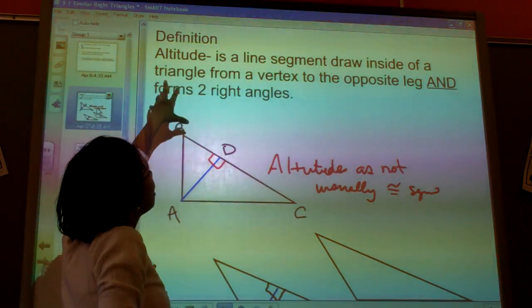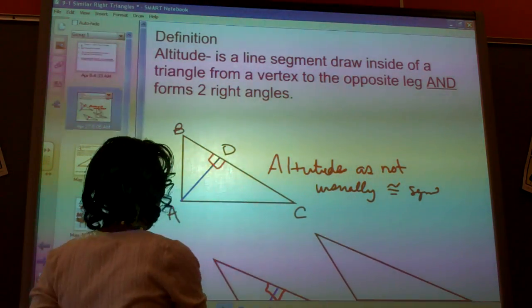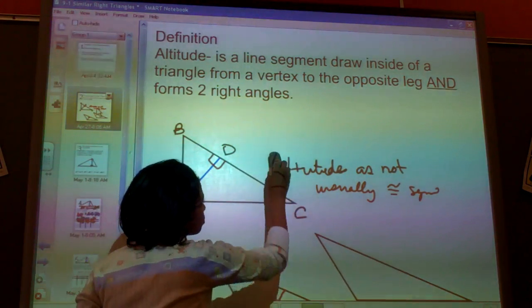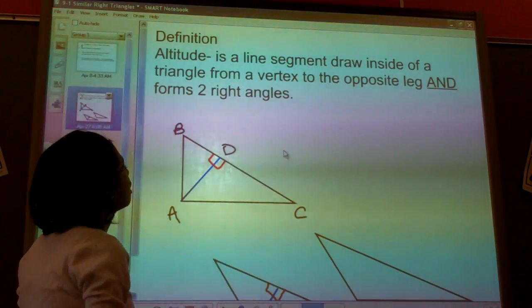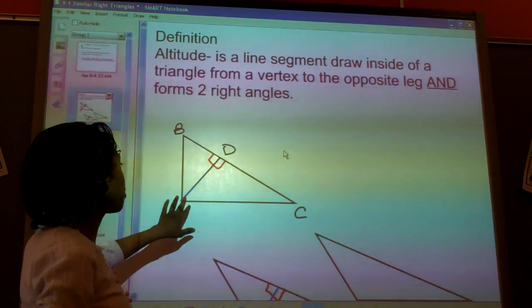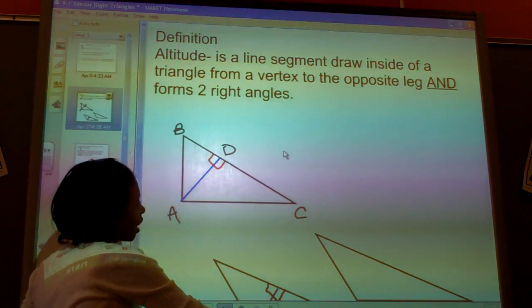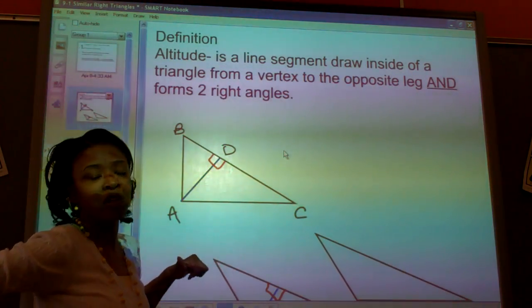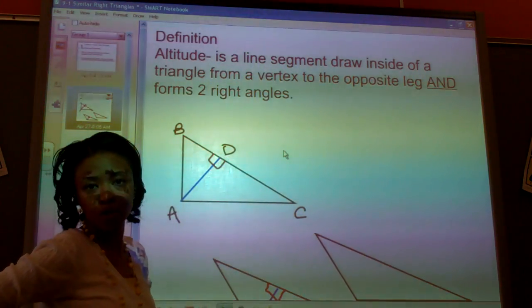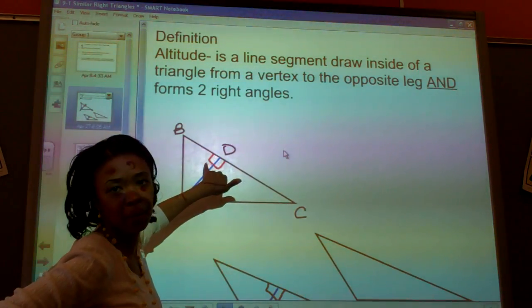To begin, let's just recall the definition of an altitude. When we have a triangle, such as triangle ABC, the altitude is always drawn from the vertex of one angle to the opposite side, and it will form two right angles. So here's triangle ABC, and I'm drawing the altitude AD. Remember, altitudes are drawn from the vertex to the opposite side.